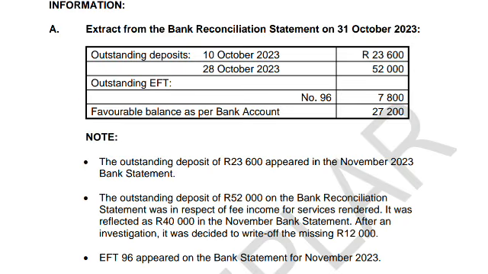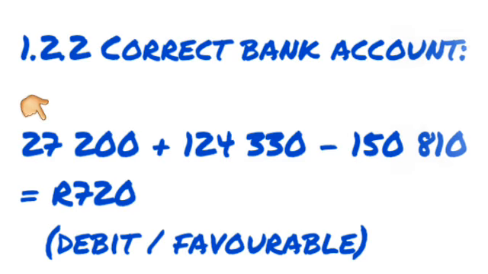So let's start by looking for our opening balance so that we can correct our own bank account balance. So like I said, you go to information A, favorable balance as per bank account. It's the bottom amount because it's the closing amount. For October it's 27,200. That 27,200 will be our opening for November.